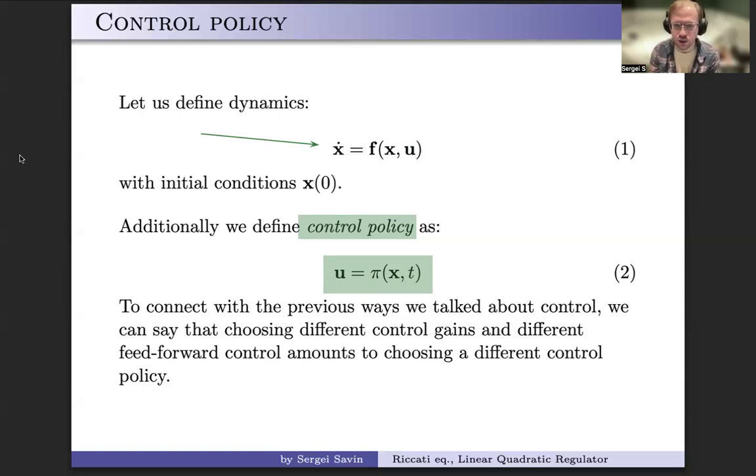So we define a control policy like this. Now, if you remember our definition of what a control law is, you may well ask me what the difference is between control policy and control law. And I think the correct answer is there is no difference. It is the exact same thing. Control policy and control law are the same.